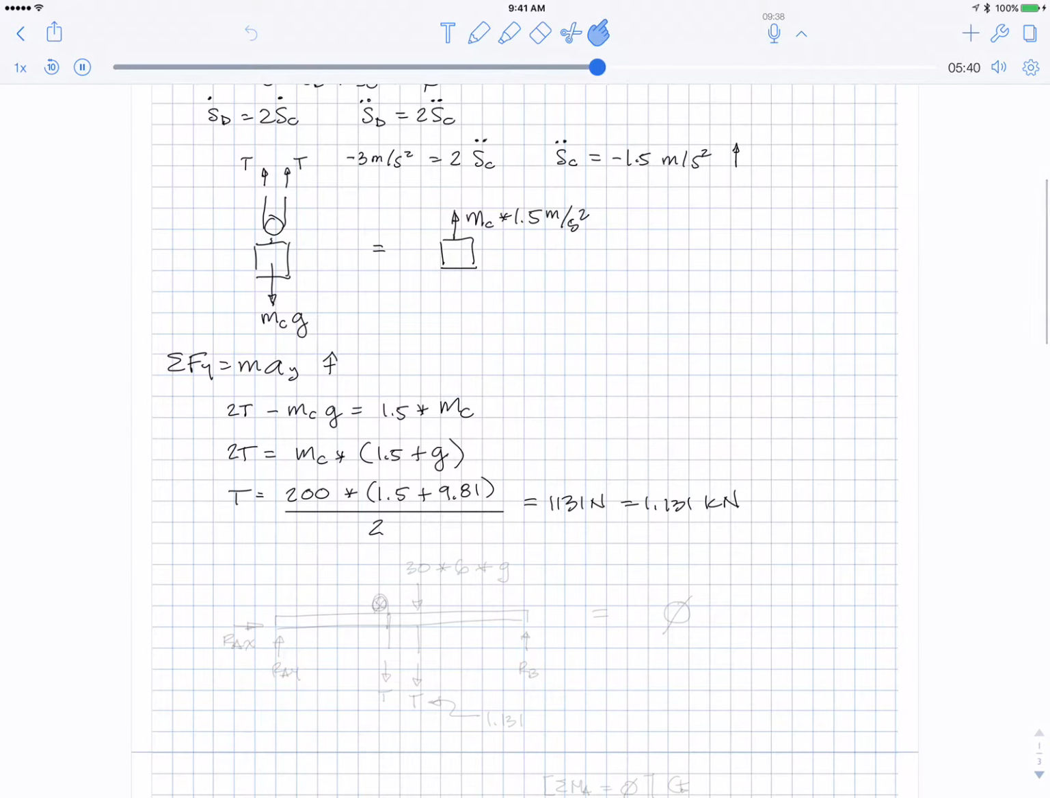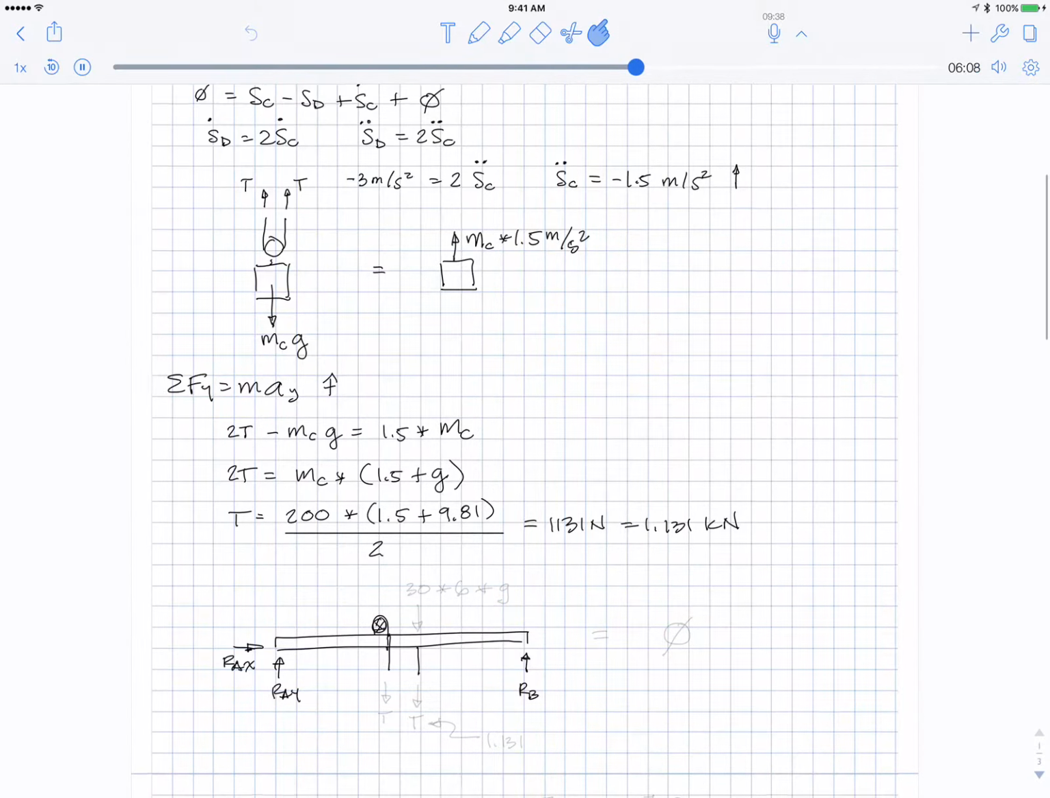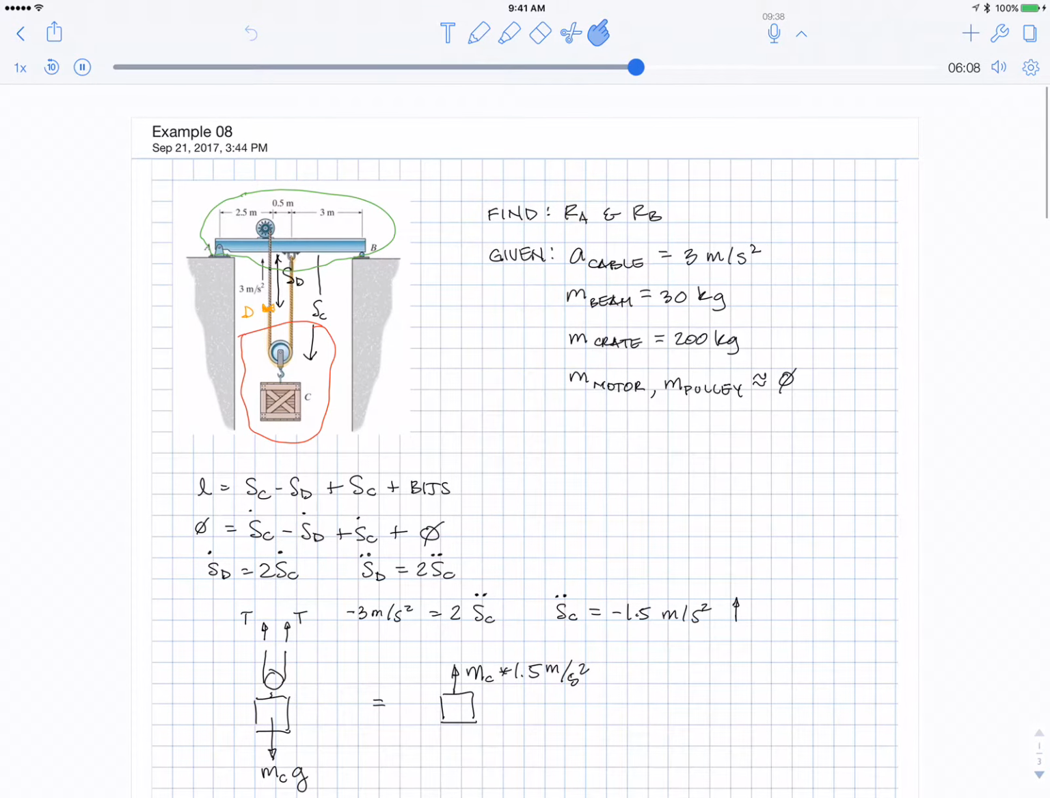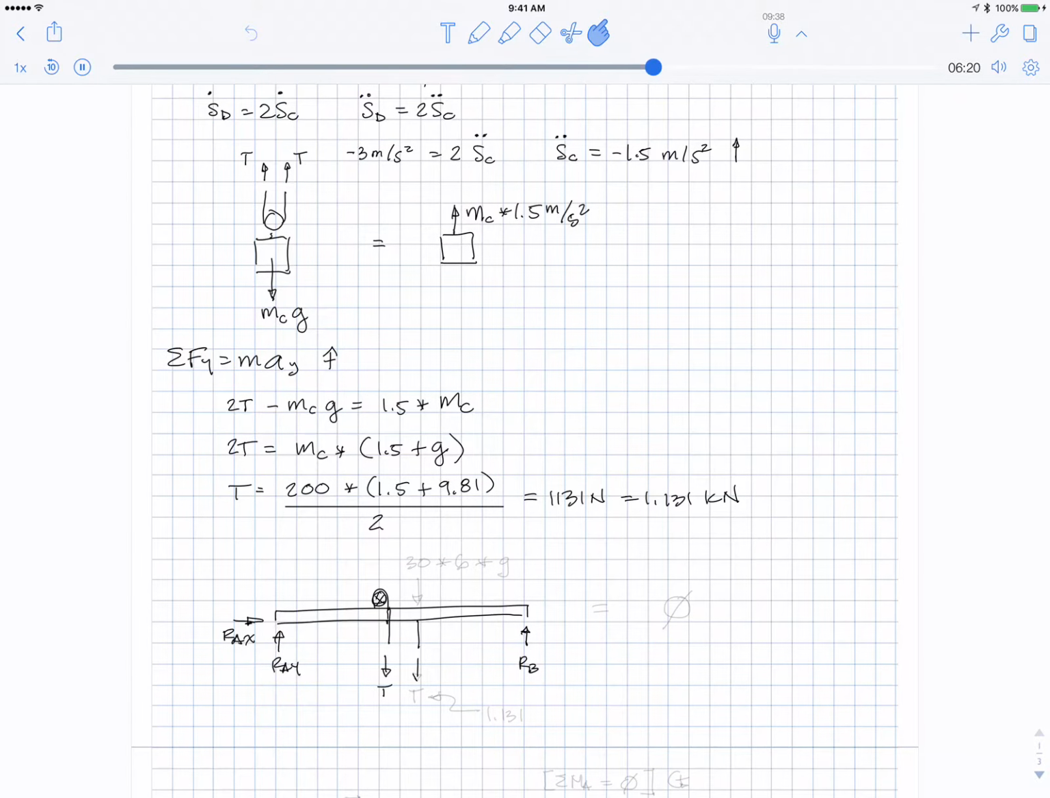So now that we know the tension, we can draw the free body diagram of the beam. And so here's the beam. There's the reaction at A, reaction at B. Here's that little winch on here that had the rope like this. And if you look at the free body diagram I drew up above, let me scroll up, we cut through the two ropes there. That will have tension, which we know is 1.131 kilonewtons. And we also have the weight of the beam, which happens to be right above that second rope there.